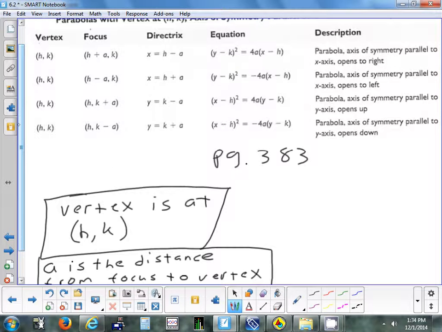Okay, this table summarizes each case very nicely, whether the parabola opens right, left, up, or down. It tells you the equation you're going to use, the formula to find the directrix, and the formulas for the focus and the vertex. Again, it's on page 383.